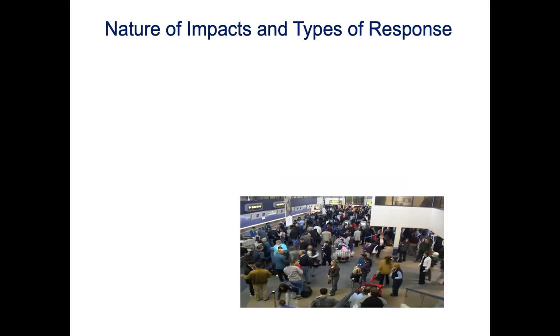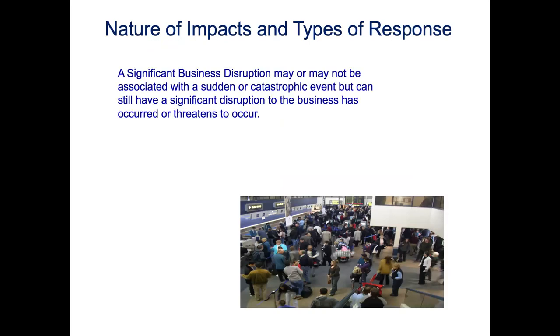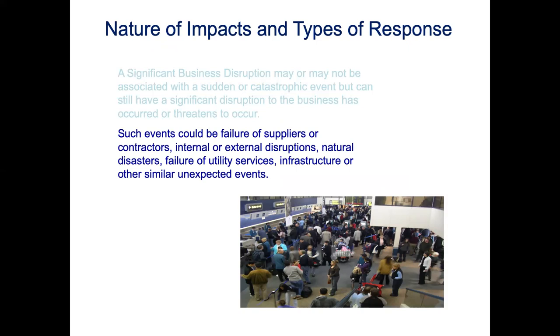We've looked at the nature and types of impacts, lightly. A significant business disruption may or may not be associated with a sudden or catastrophic event. We've looked at chronic or slow-happening events that can still have a significant disruption on business, or threaten to. Such events can be the failure of suppliers or contractors, internal or external disruptions, natural disaster, failure of utility services, particularly power, but equally water or even sewerage. They're all critical parts of the infrastructure that keeps a building or facility functioning, or other similar unexpected events.